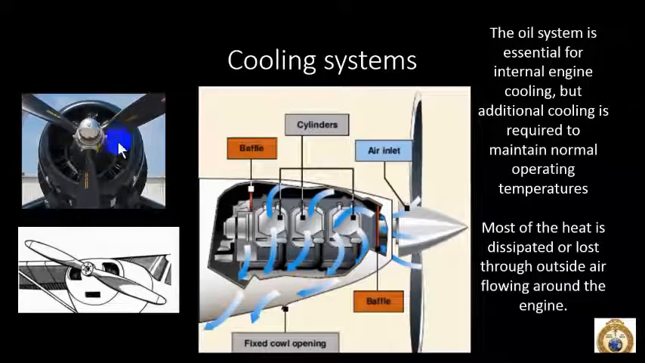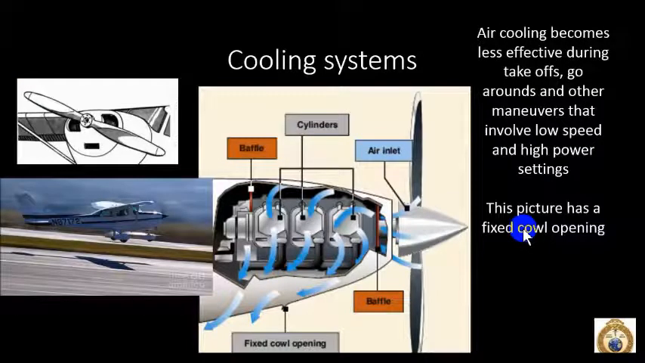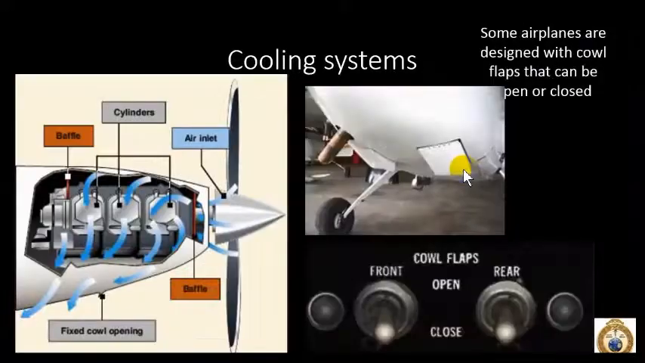So here are two examples. We can see the cowling openings here. Air is allowed to flow in here and then escape, taking a lot of that heat with it. Now, this is less effective during takeoffs, go-arounds, or anytime we're at low speed and high power settings. And some of these aircraft have a fixed cowl opening like this. There's an opening, an escape for air to get out, where you don't see one really here.